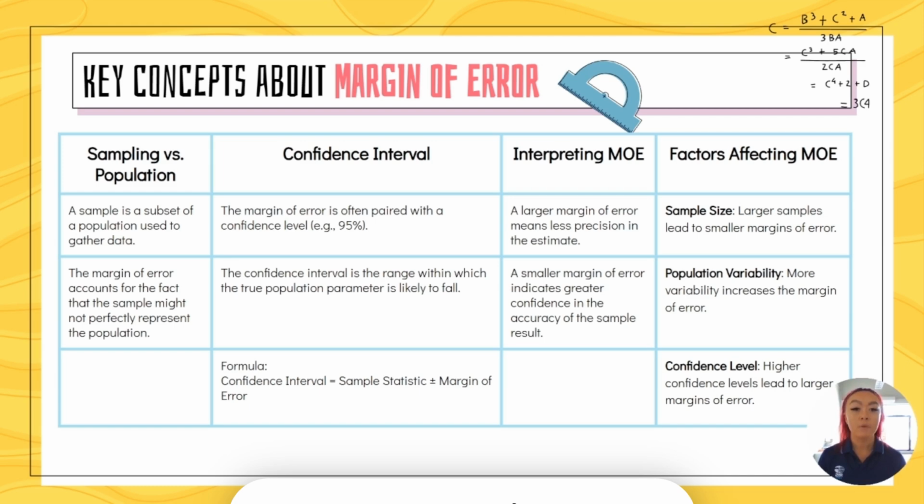Interpreting the margin of error. A larger margin of error means less precision in the estimate, and a smaller margin of error means more precision in the estimate and that the estimate is more accurate. Some factors that affect the margin of error is the sample size. Larger samples lead to smaller margins of error, right? And that makes sense because a larger sample size is going to be closer to the actual population. More variability increases the margin of error, and higher confidence levels lead to a larger margin of error.